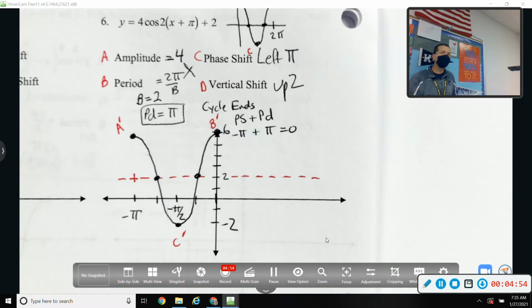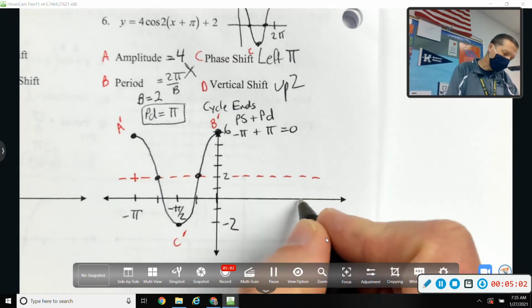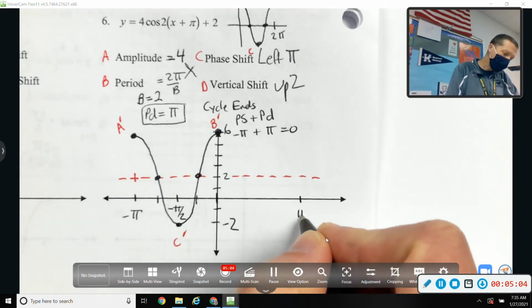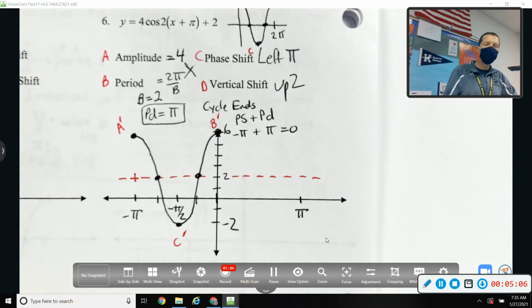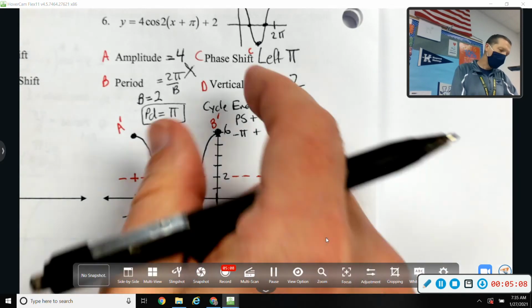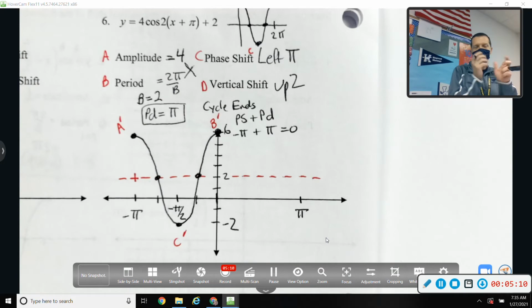For the second cycle, do you want to go left or right? Right. I think I'd want to go right as well. So I need to go pi more to get to the end of the next cycle. This is a nice one since the phase shift and the period synced up. It worked out really well.